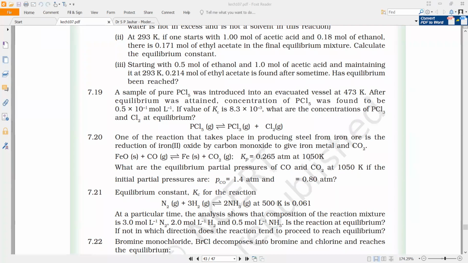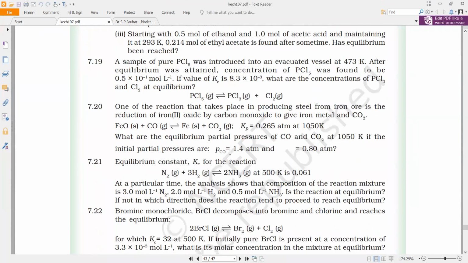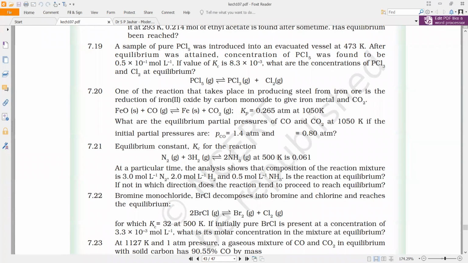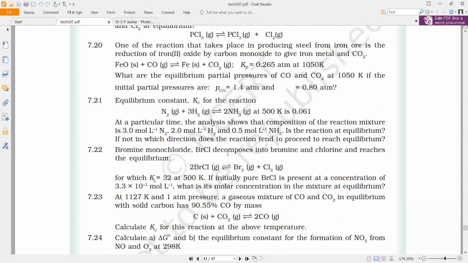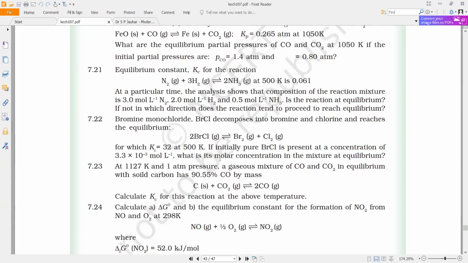Is this question understood by everyone? Yes or no? Please tell me. Is this understood by everyone? Yes, sir. Okay. Let us look at this question.